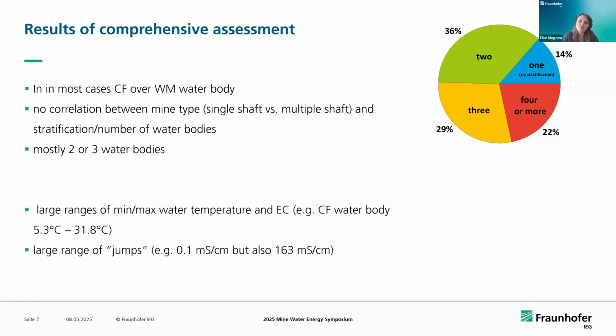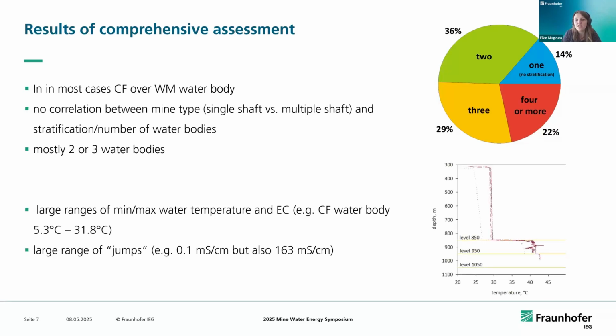There are really large ranges of the minimum and maximum water temperatures or electrical conductivity. For example, in the cold freshwater body, we had temperatures between 5.3 degrees Celsius and 32 degrees Celsius, and really large jumps as well. So this is the difference between the upper and the lower water body. For example, there were jumps that were only 0.1 millisiemens per centimeter, but also jumps that were 163 millisiemens per centimeter.